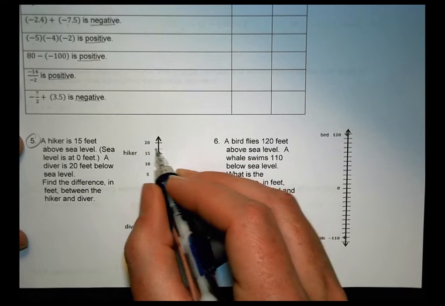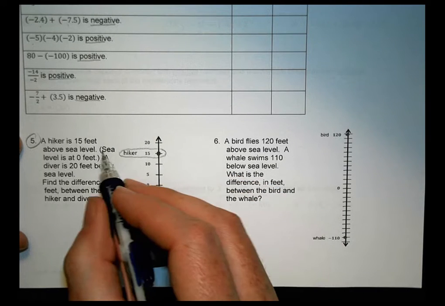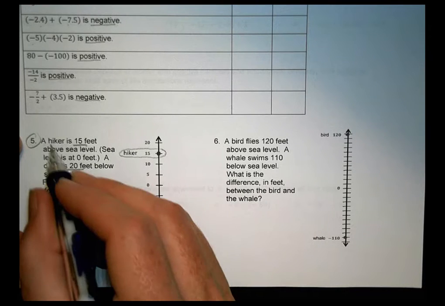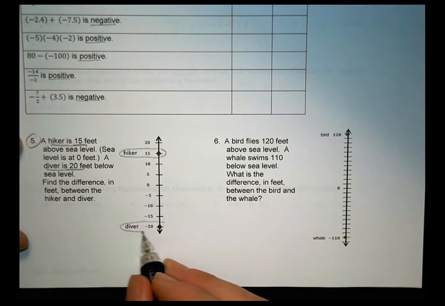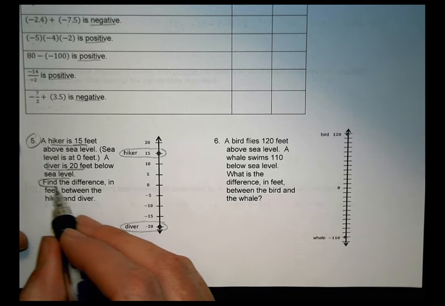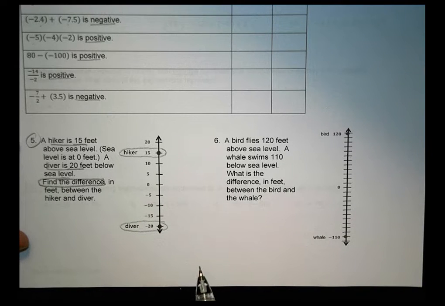So here's our hiker right there at 15 feet. And I put it on a number line for you. Okay. A diver is 20 feet below. And there's our diver, 20 feet below. So it's down at the negative. And it says find the difference in feet between the hiker and the diver.